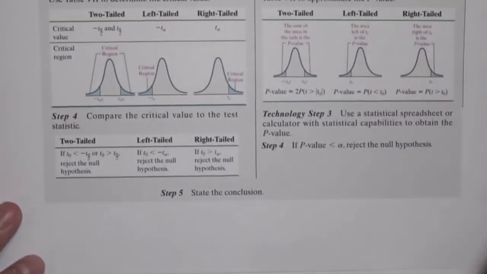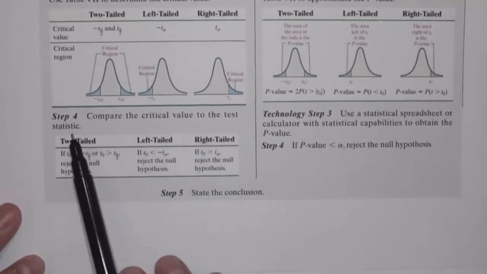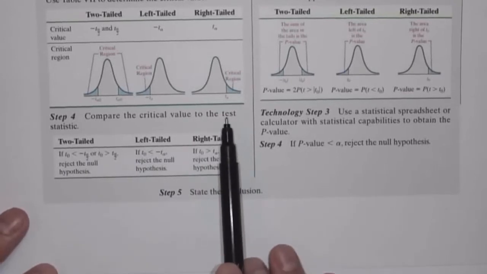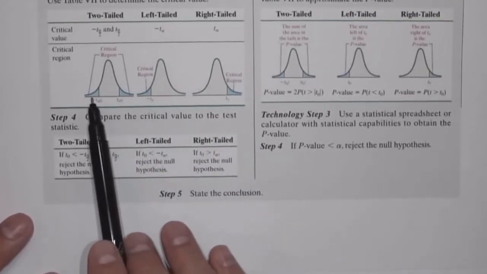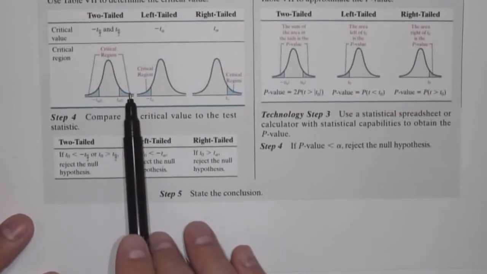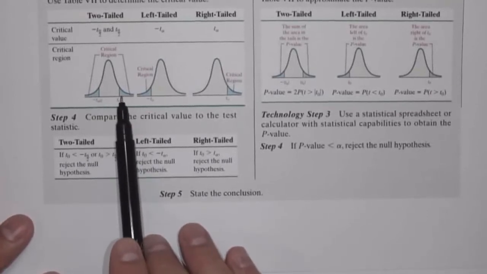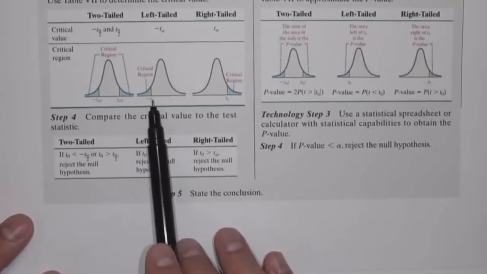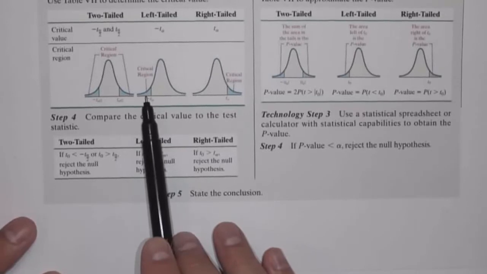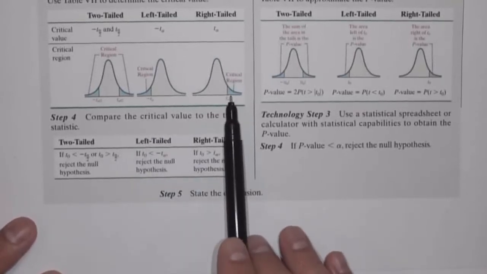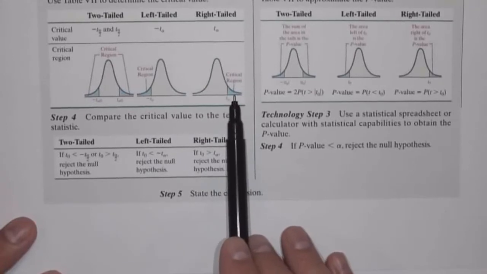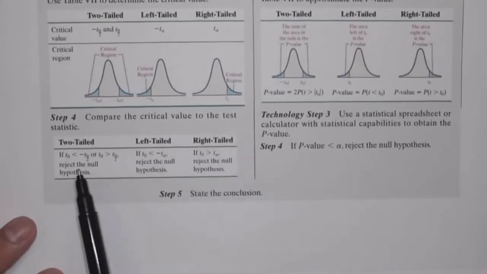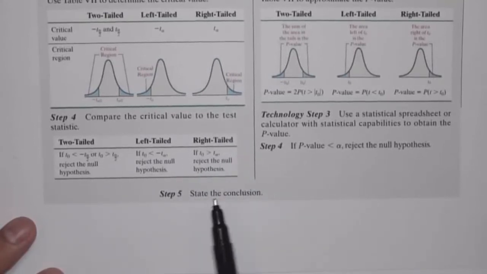And then step 4, we're going to compare the critical value to the test statistic. Or again, I prefer to say that we're going to compare the test statistic to the critical value. So if our T naught falls to either the left or right of these two critical values in a two-tailed test, then we'll reject the null hypothesis, otherwise we won't. In a left-tailed test, if the test statistic is to the left of this critical value, we'll reject the null hypothesis, otherwise we won't. And in a right-tailed test, if the test statistic is to the right of this critical value, we'll reject the null hypothesis, otherwise we will not. So that's what this is saying, and then we'll state our conclusion.